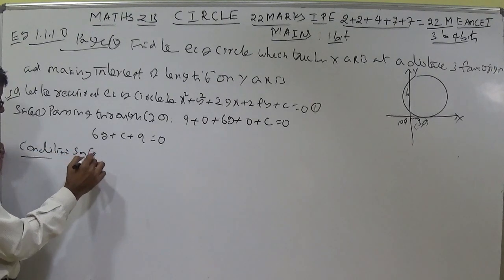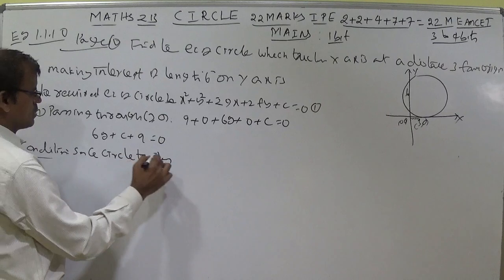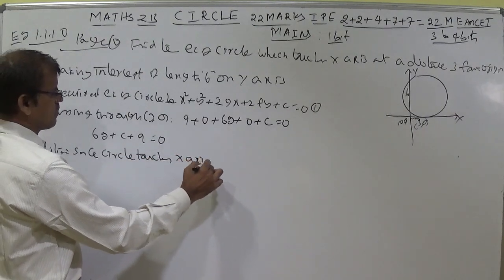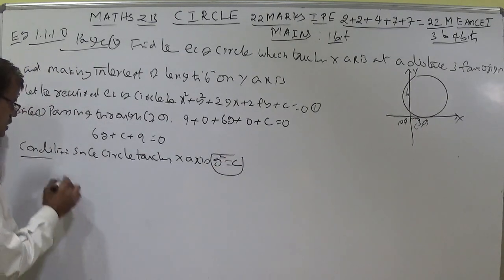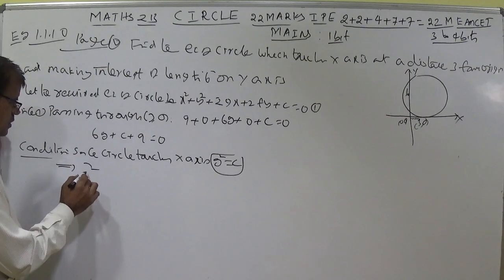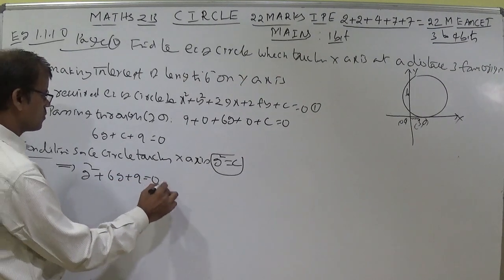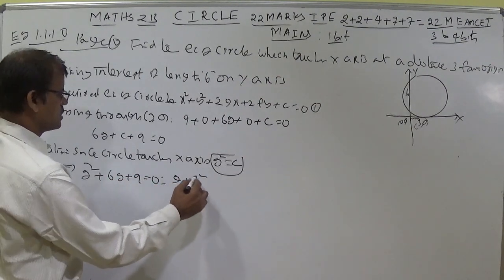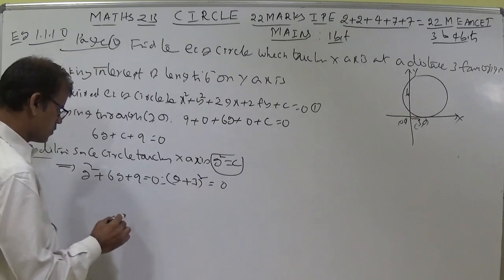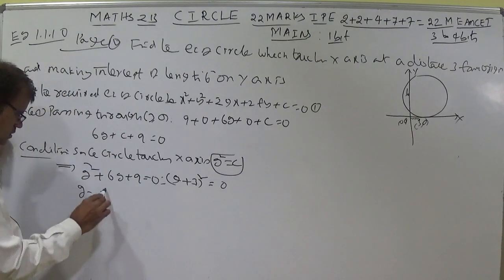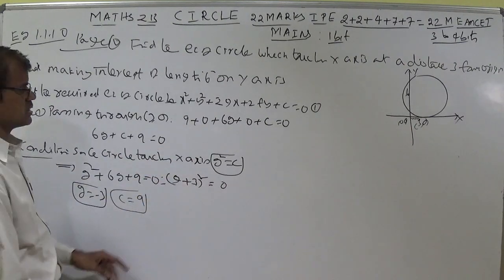Since circle touches x-axis, the condition we said is g square equal to c. That implies instead of c, you can write g square here. So g square plus 6g plus 9 becomes g plus 3 whole square equal to 0. So g is equal to minus 3. We got the value g is equal to minus 3 and c is equal to 9, because g square is equal to c.